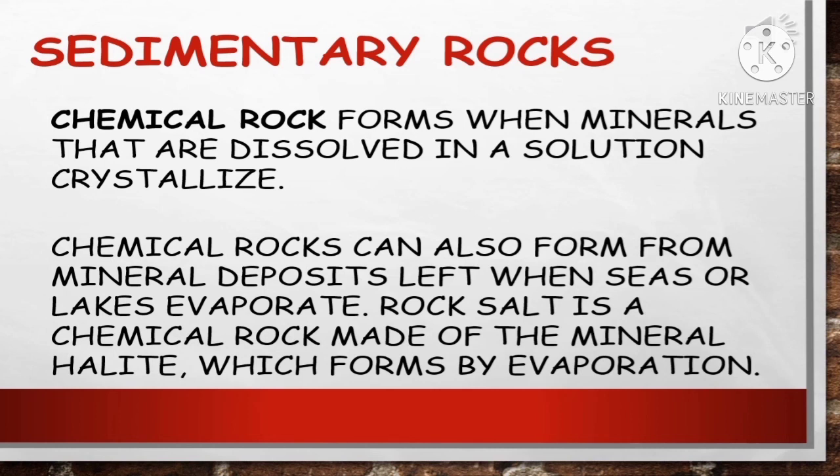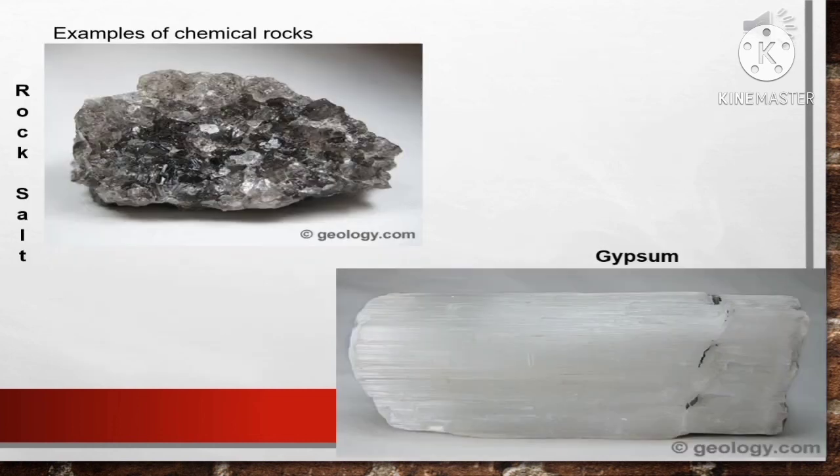So, one example is the rock salt. The rock salt is a chemical rock made of the mineral halite, which forms by evaporation. So, you are correct. Rock salt, ito po yung binibili ng ating mga magulang, tinatawag na asin, which adds flavor to the food that we eat. Okay, so rock salt, yan po ay isang chemical rock, katulad din ng gypsum. They are formed from the crystallization of their mineral content.